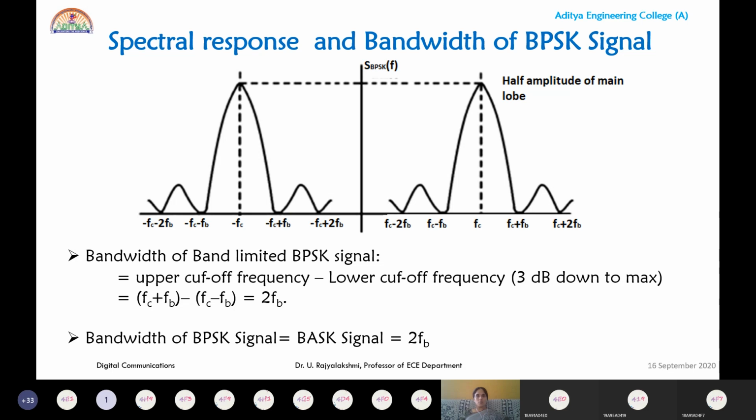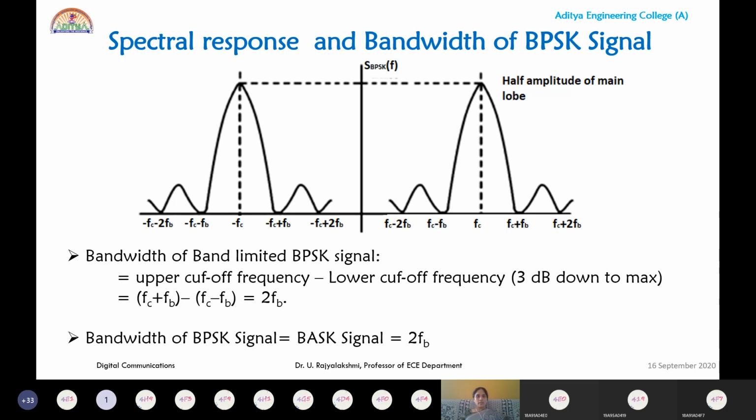Here the generation principle behind BASK and BPSK is the same, because we directly use the multiplier. But the multiplier inputs in the case of ASK are unipolar NRZ and the carrier. In the case of PSK, what are the two components? One is bipolar NRZ and the other input is, as usual, the sinusoidal carrier. Bipolar NRZ is b(t), which is plus or minus 1, but for unipolar the magnitude is 1 for high level and 0 for low level.